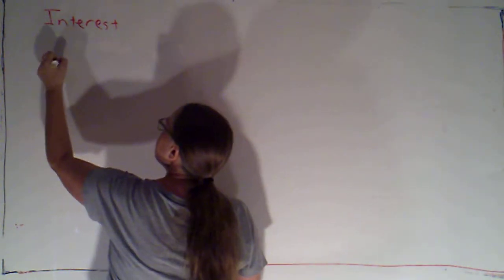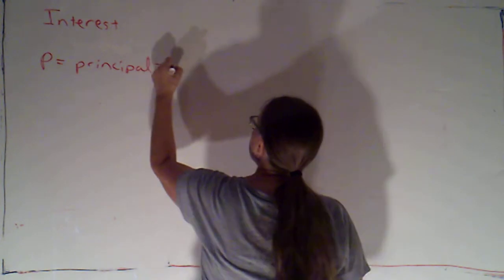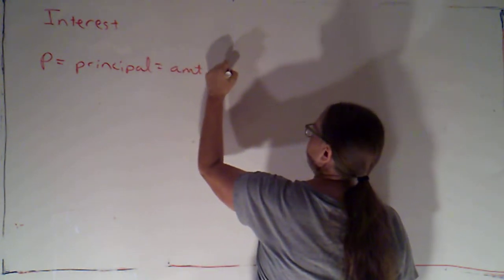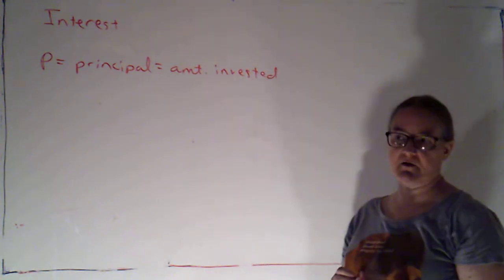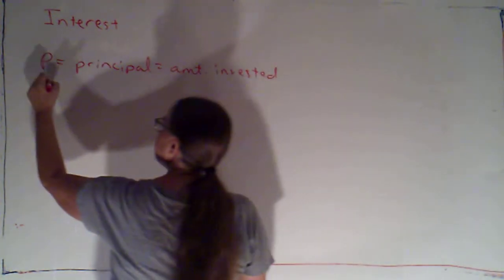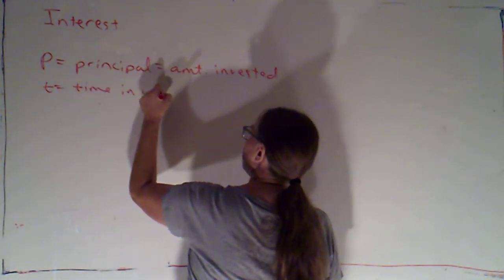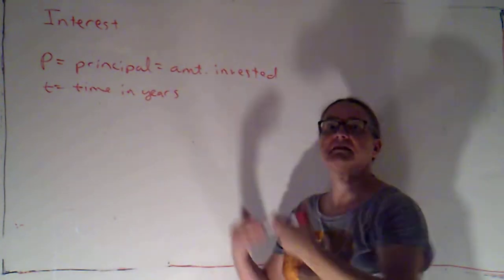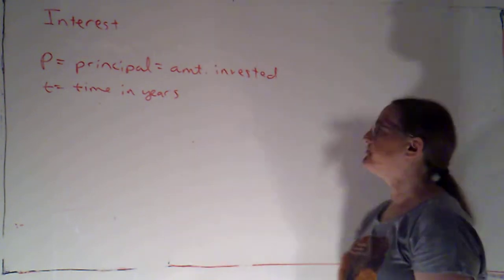So P is going to be the principal. That's just a fancy word for the amount that's invested. So that's the initial amount. In our example, that was the $100. Okay. T is going to be time in years. So time 0, that's going to be when we make the investment. When time is 1, that's 1 year later.